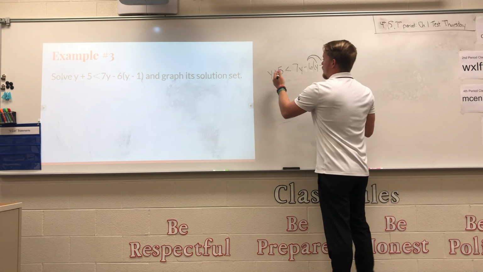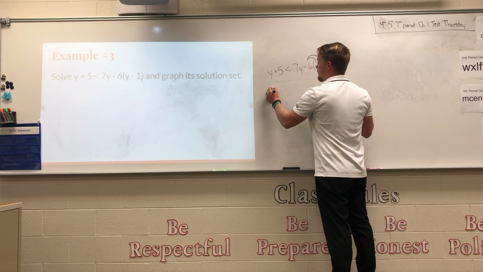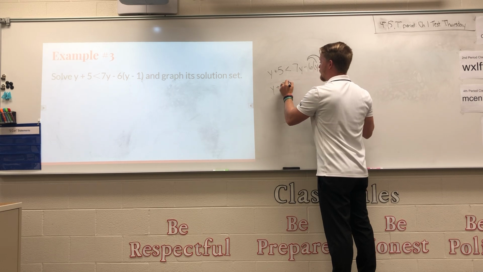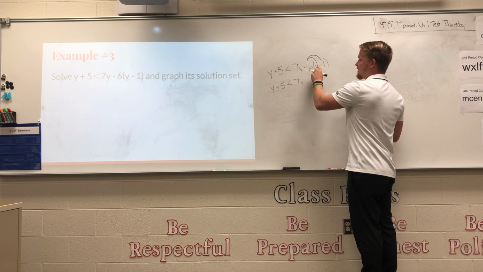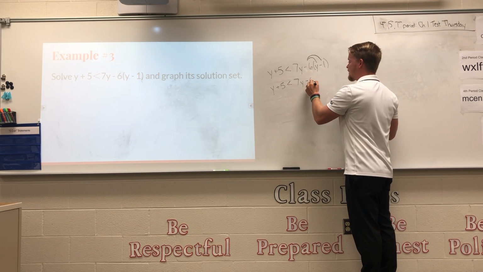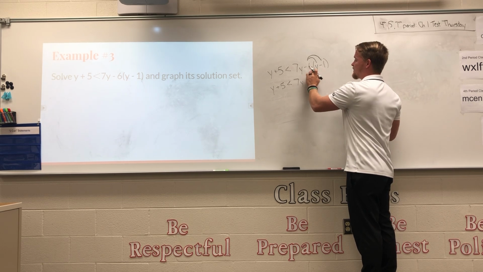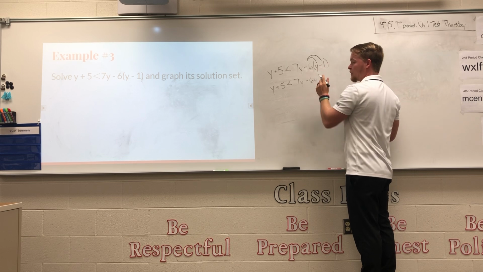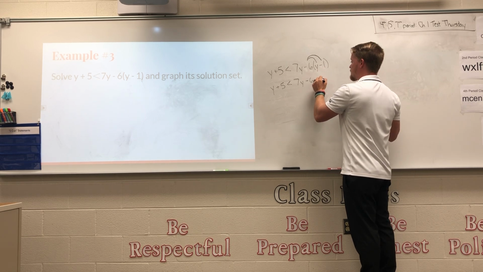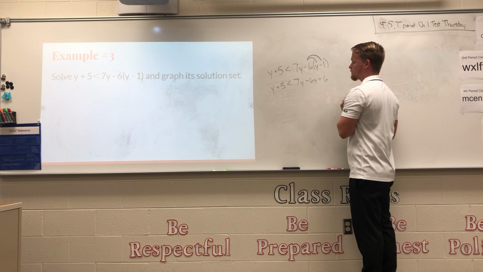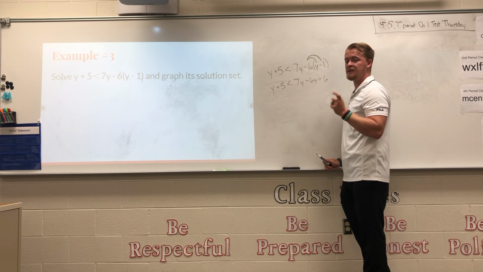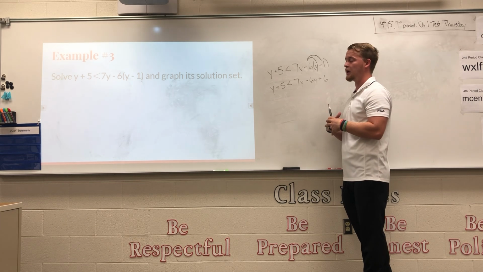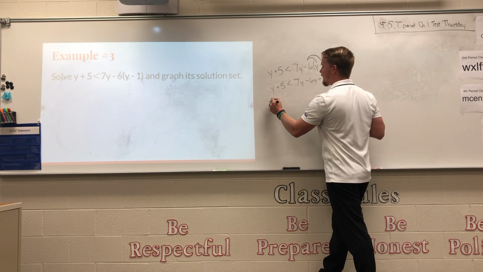Okay? So I'm going to bring down everything I'm not using. y plus 5 is less than 7y. Negative 6 times y is negative 6y. Negative 6 times negative 1, remember, negative times a negative is a positive, so plus 6. So now we have y's on the same side. Remember, if you've got y's on the same side, you should combine those right away. So I'm still not doing anything with the left side. I'm going to bring it down.